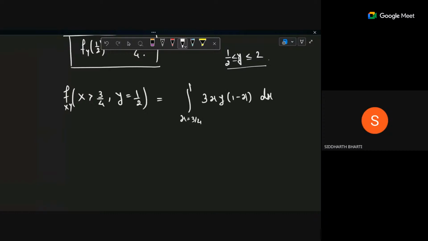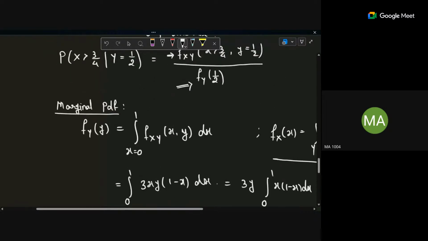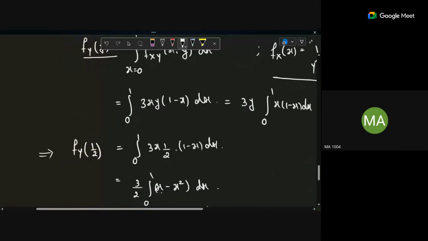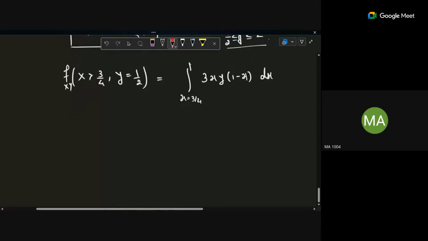No. We can just give y as 1 by 2, substitute that value, and then we can integrate x. Yes, the same thing as we did here. See, here we also calculated the marginal PDF for y, and we put the value of y as 1 by 2. So the same thing we can do here. Instead of this y, we will replace it with the value we want, which is 1 by 2. Fine. And then just integrate it. That will give you the joint PDF here.